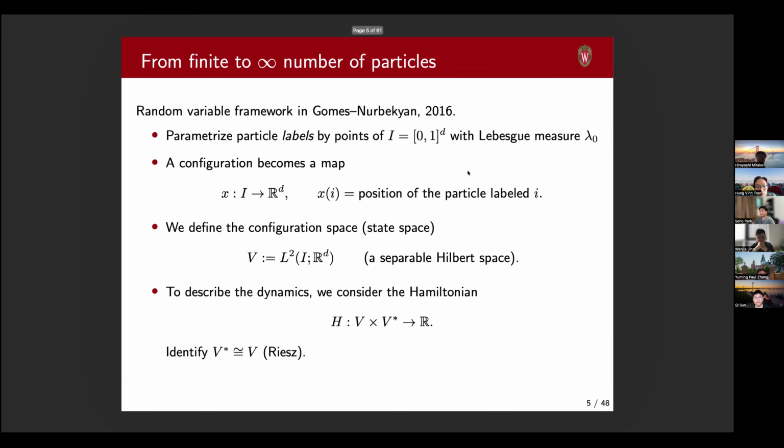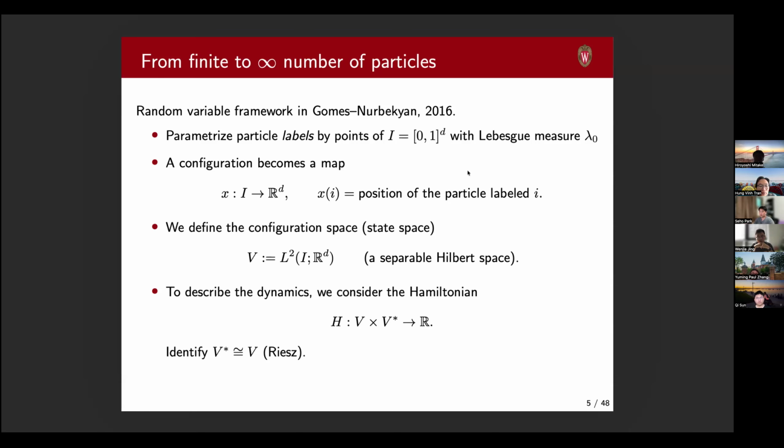Okay. And then naturally we can increase the number of particles to infinity. And this setting is based on the work by Gomes and Rebeckian. So they parameterize the particle labels into the points in the unit cube. Here it is denoted as I, the unit cube, and here I has the Lebesgue measure lambda_0. Then the configuration of this infinite particle system can be represented using a map from I to R^d. So if we have the map X from I to R^d, then X(i) represents the position of the particle labeled by i.